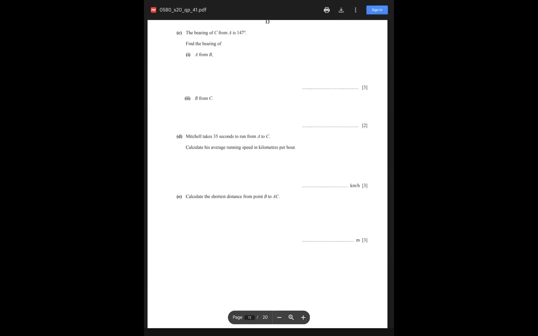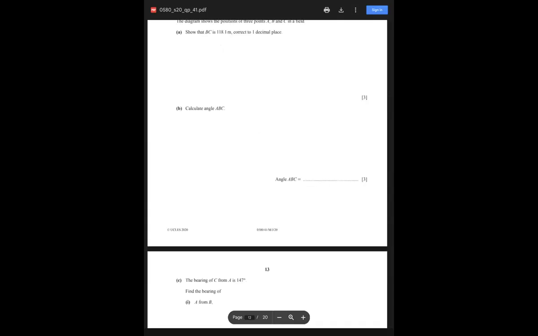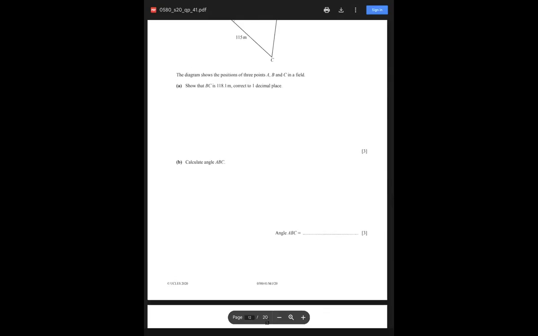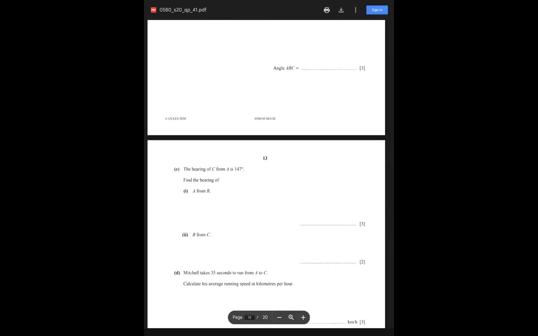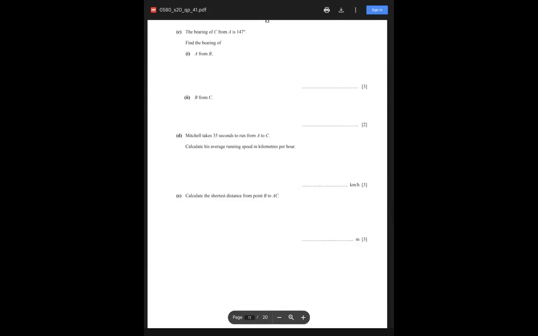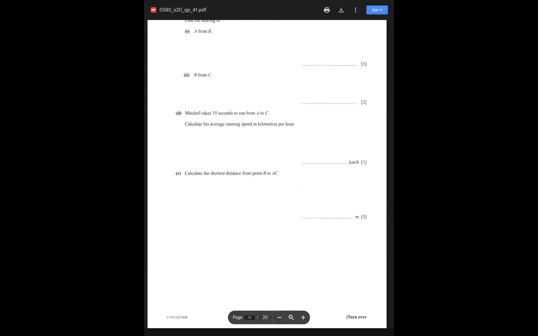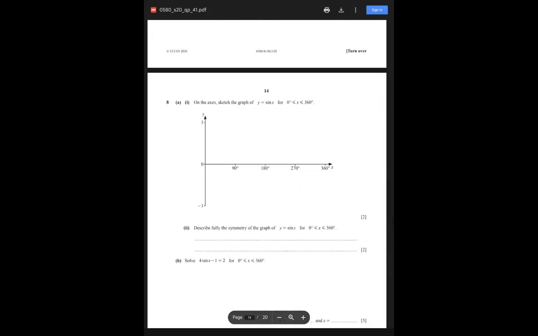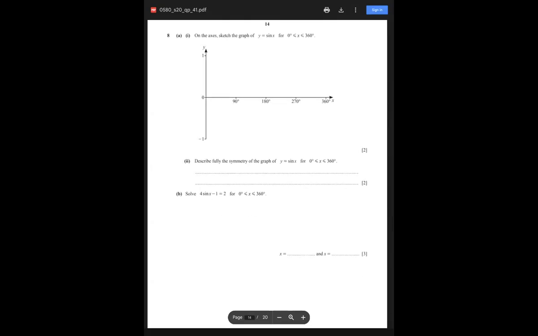So trigonometry is like the highest return on investment topic for your IGCSE. For example, for part A and part B, you just use the sine rule and cosine rule, and they give you 6 marks already. And then part E, you just use basic trigo, and they give you another 3 marks. Okay, trigonometry, question 8.